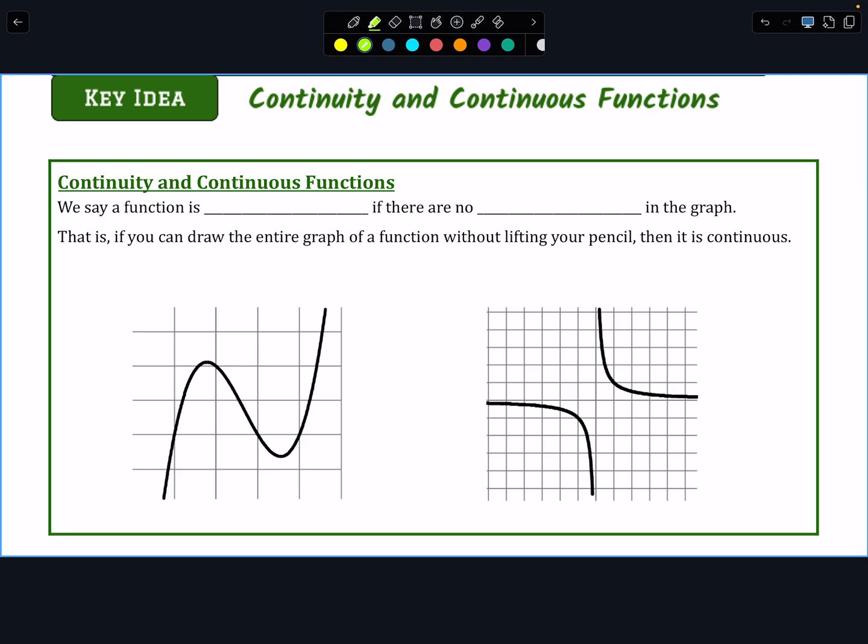All right. So we say a function is continuous if there are no interruptions in the graph.